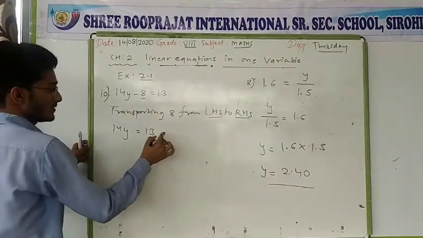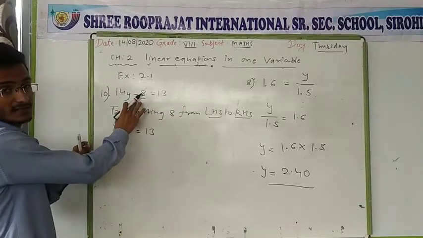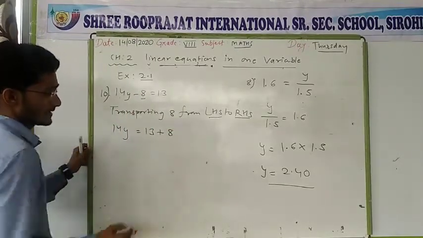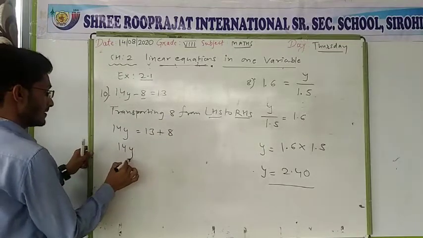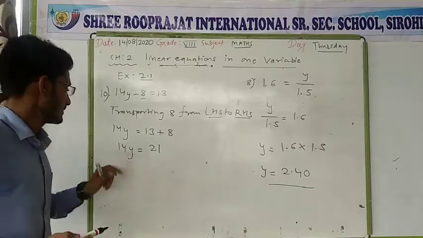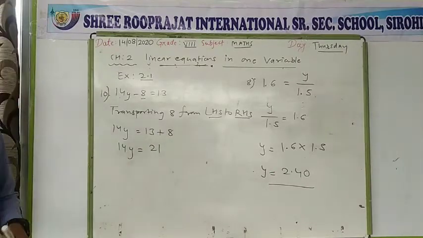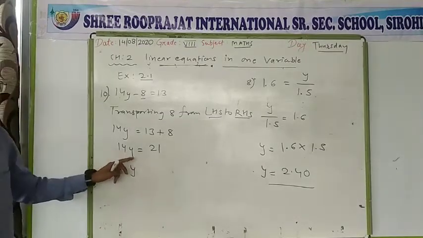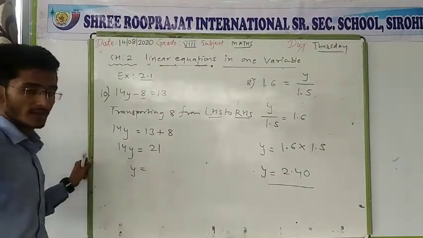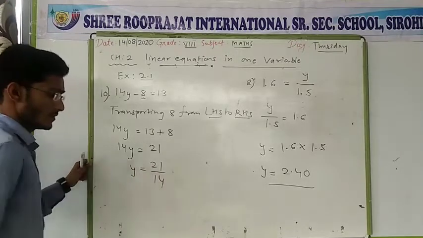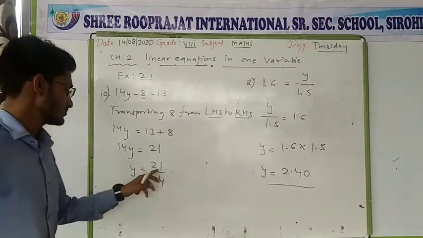If you transport from that left hand side, it is a subtraction. So in the right hand side it will be an addition. So 14y equal to, you will get 38. Now with y, there is a 14 given. Again you have to remove that 14. 14 multiply with y. So in the right hand side it will be a divide. So 38 divided by 14. So value of y is 38 by 14.